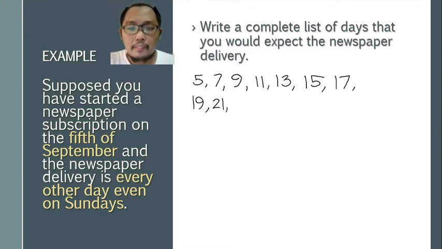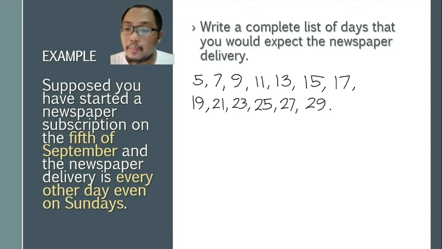As of now, you have noticed that there is a certain pattern for this problem: all of these numbers are odd numbers. Let us continue. After 21, we have the 23, then 25, 27, 29. Since there are only 30 days in September, we will not have a 31 here. So here is the list of days that you would expect the newspaper delivery.